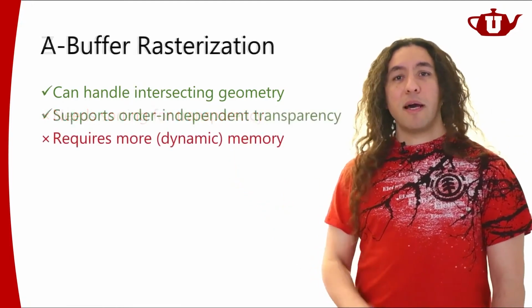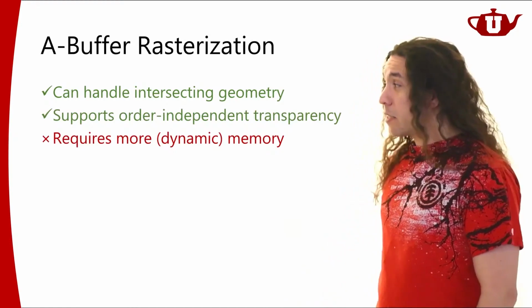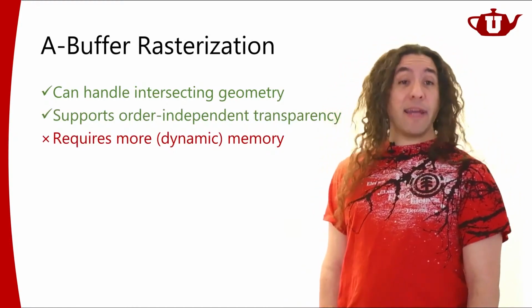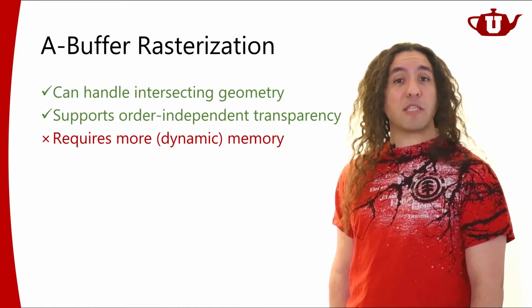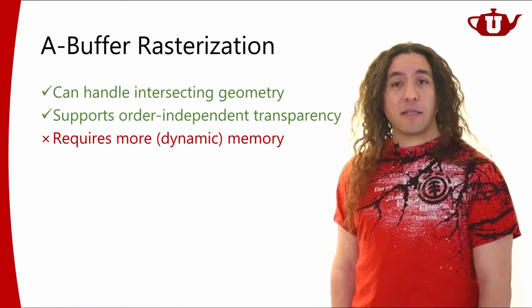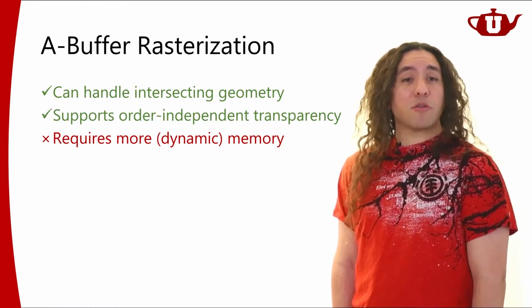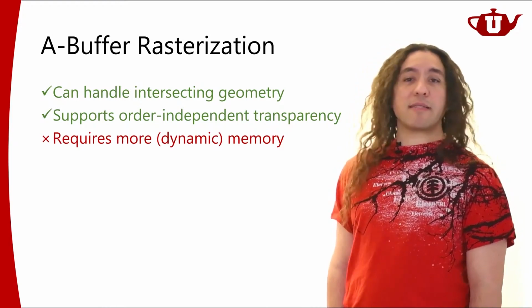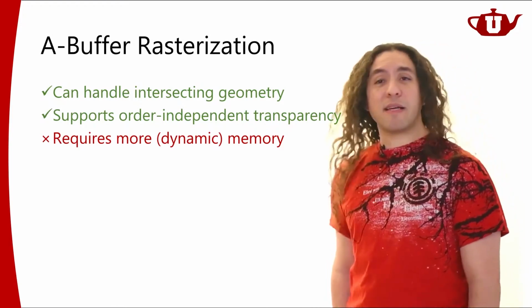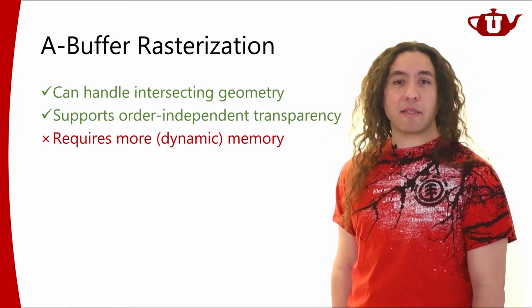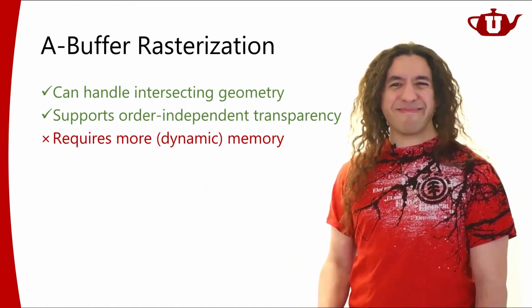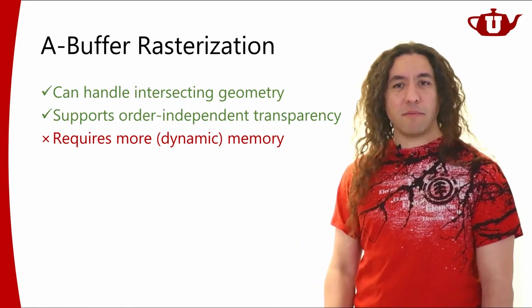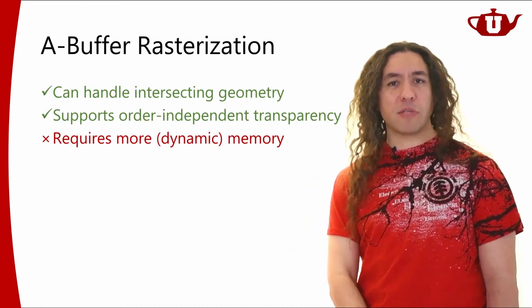For example, A-buffer rasterization is another rasterization algorithm that can handle these types of situations where you have semi-transparent objects and you're not able to render them in the correct order. A-buffer rasterization, as a different rasterization-based algorithm, can handle this. But it requires more and dynamic memory allocation. That's why our GPUs are not designed to use A-buffer rasterization.